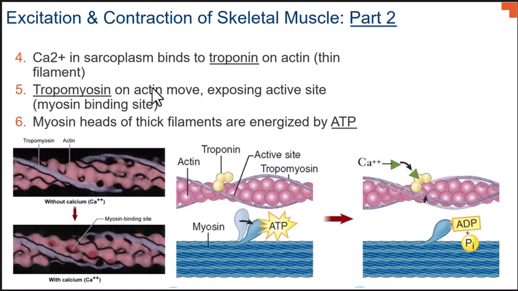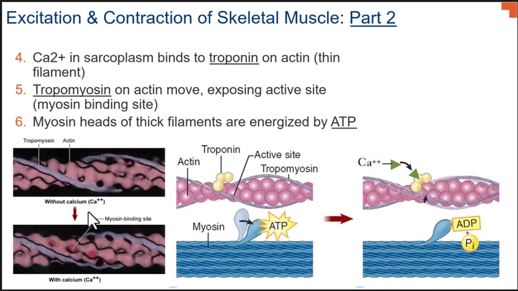But what calcium is going to do is bind to troponin. So calcium is binding to troponin. This will cause troponin to activate and move tropomyosin away from those active binding sites. This will then allow myosin, part of the thick filament, to reach up its head and attach to that active site on actin. This process is energized by ATP. So it's like there's this stored ATP that's just waiting to be used.